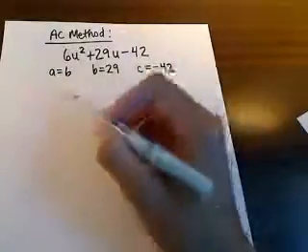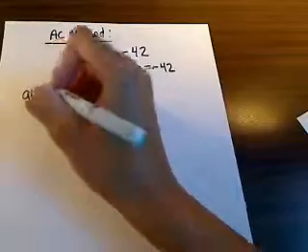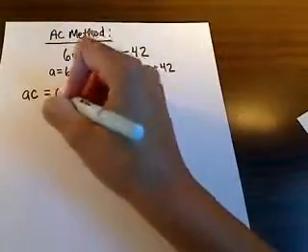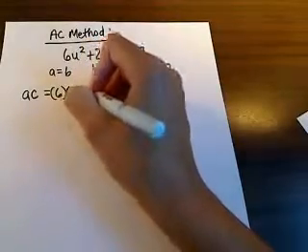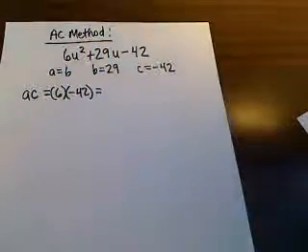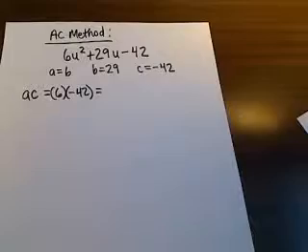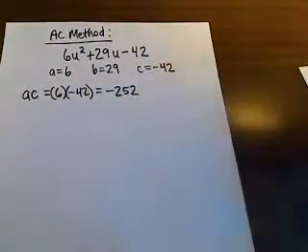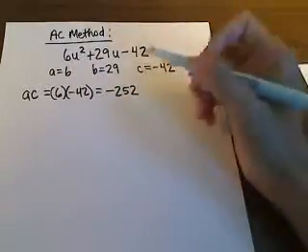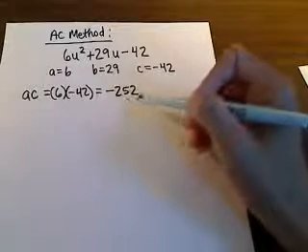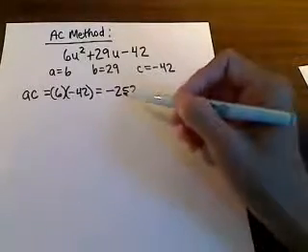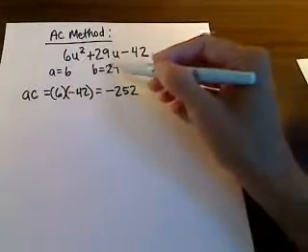42. And then if I find A times C, so the AC method involves multiplying A and C together, so that's 6 and negative 42. 6 times negative 42 is going to give me a negative 252. Okay, so now what we're trying to do is make a factor list for negative 252, and we're looking for a combination of factors that's going to add to give us 29.